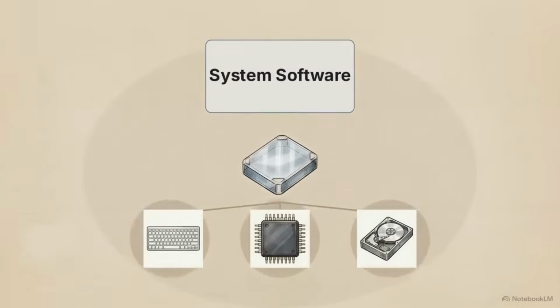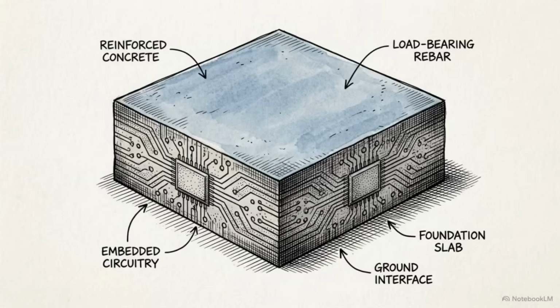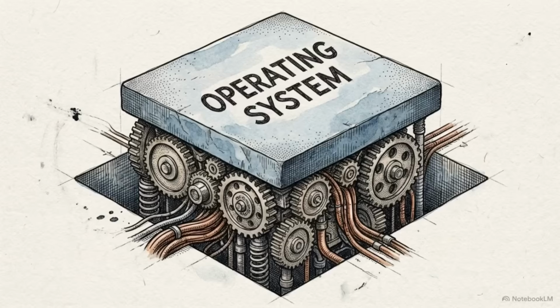Physical hardware is only half of the map. Without instructions, these components have no way to communicate. They require layers of software to activate the system. The first layer is system software, or the operating system. This acts as the management layer, translating high-level commands into the specific signals the hardware needs to function.